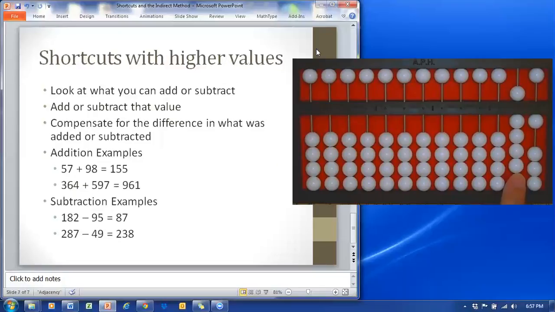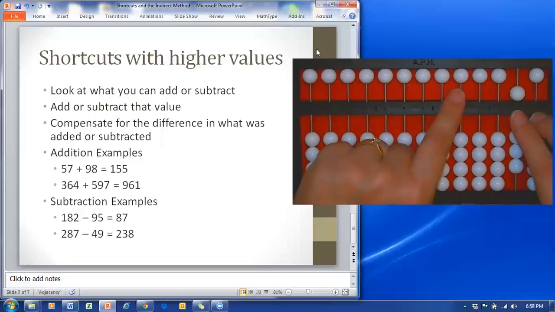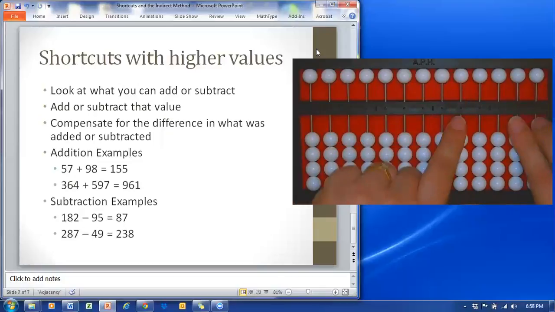Let's look at just a few others with higher values. Remember, anytime we can add or subtract more than we're asked to, as long as we compensate with that difference. So let's look at a few examples of when I might be able to go further just to make it easier in the long run. Remember, sometimes you're still going to add or subtract by ones until you get to what you need. But when you don't have enough there, that's when you can take the shortcuts or the indirect method.